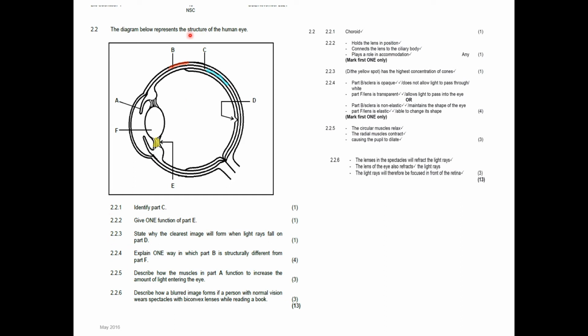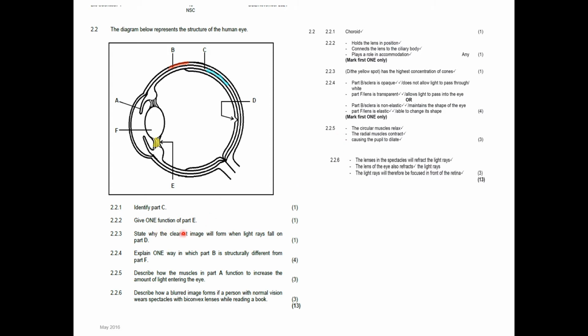The diagram below represents the structure of a human eye. Now I've already prepared by coloring in the different parts of the eye so you don't get confused. 2.2.1. Identify part C. Now let's look at part C. I colored in C in blue and you can see it's at the middle layer. And the middle layer is the layer you will always be asked. And that is the choroid.